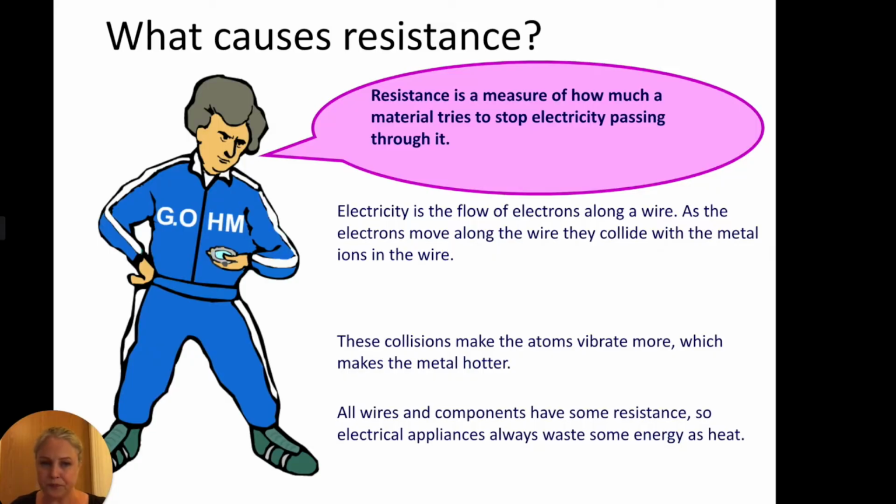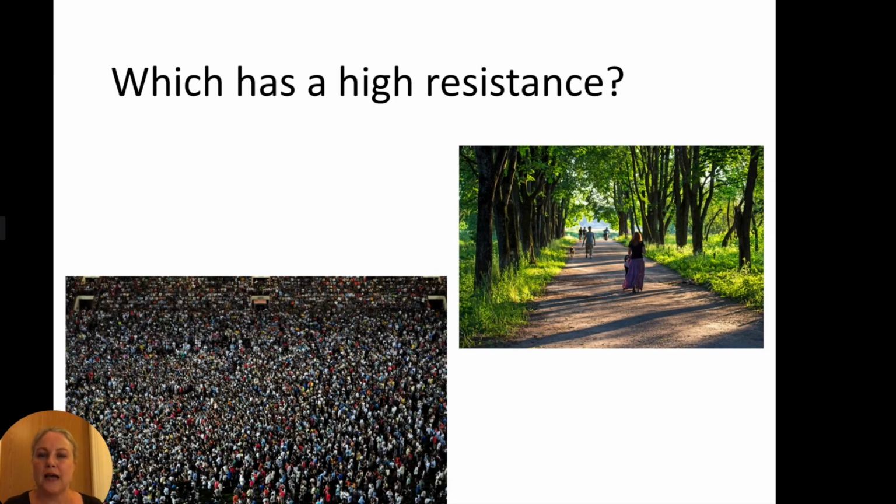Okay, so which one has a high resistance? Again, if you're following along on the worksheet, this is on the worksheet. Which one has a higher resistance? If you were having to walk through this crowd or on this path, which one would have a higher resistance? I want you to think about what we've talked about and see if you can work out which one would have a higher resistance and why. So again, if you're on the worksheet, explain why. Now, I said you walk through that crowd or on that path. What are you representing in this model?